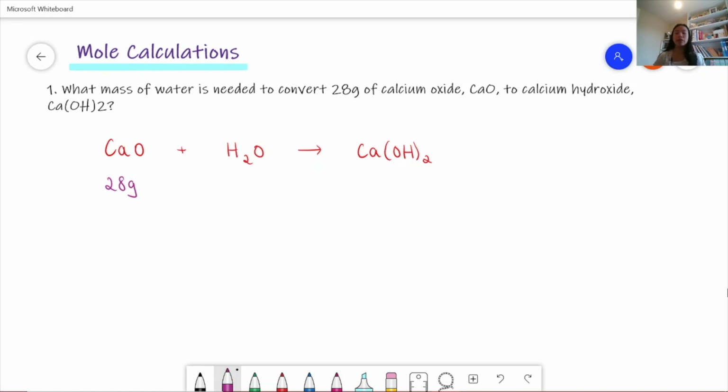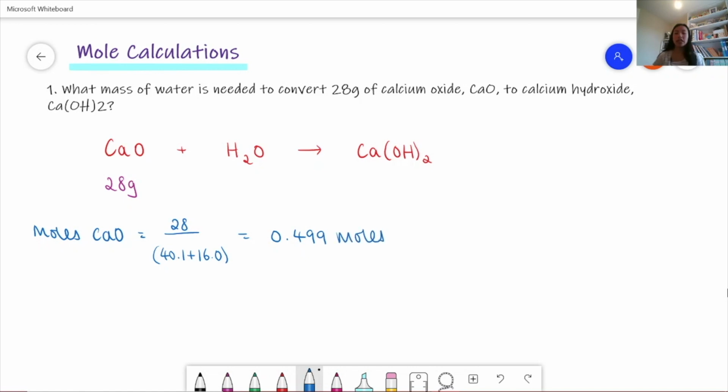And so now what we do is we work with this 28 grams of calcium oxide. What we can do with it is to find the number of moles that we have. So the moles of calcium oxide is equal to the mass divided by the molar mass. So we have the mass is 28, and then the molar mass is the relative atomic mass of calcium added with the relative atomic mass of oxygen. And so we have 40.1 plus 16.0, and this is equal to 0.499 moles.